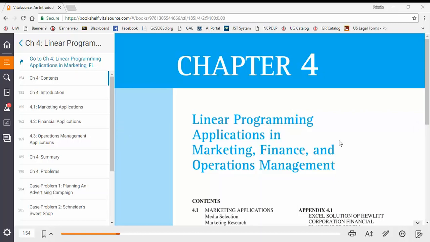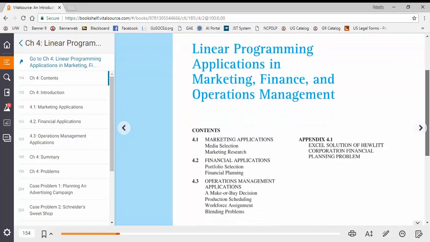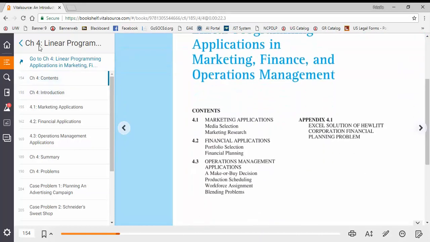Chapter 4 is introducing us to linear programming in different business areas, right here: marketing, finance, operation management. So please go ahead and take a look at the chapter.